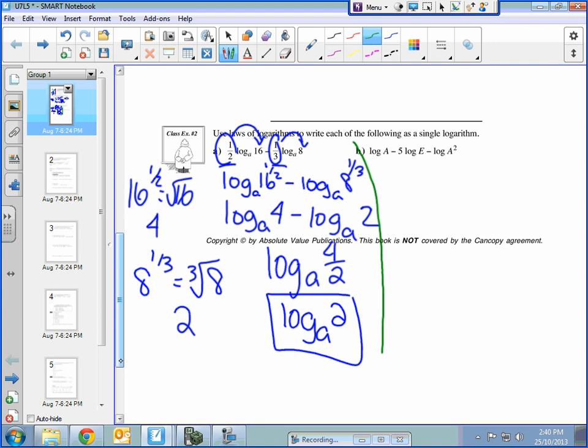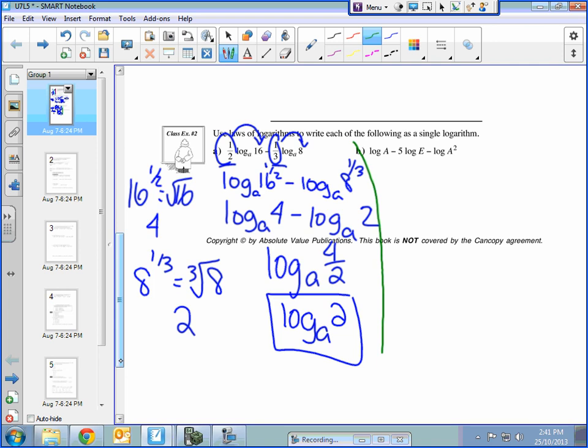Okay, try this next one on your own. If there's a coefficient, guys, listen. If there's a coefficient, make it the exponent. And then if you're subtracting logarithms, divide the arguments, okay?